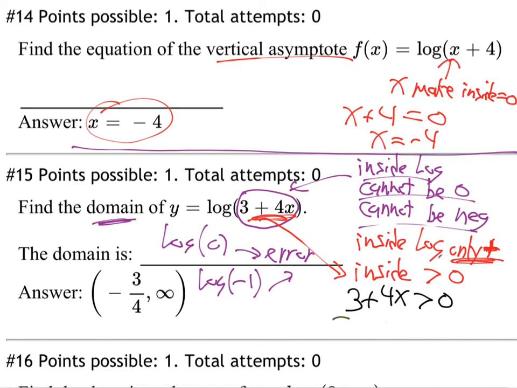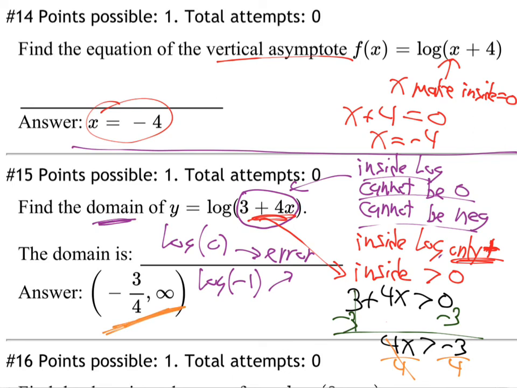Subtract 3 from both sides. 4x is greater than negative 3. Last step to finish getting x alone, divide by 4. X has got to be greater than negative 3/4.